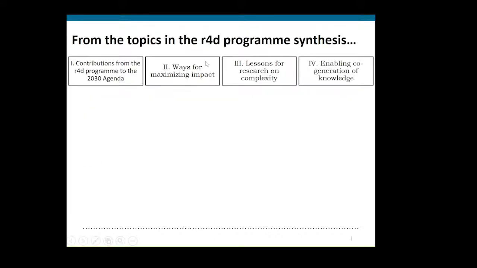Next, please. Great. Okay, in the synthesis of the R4D program, the steering committee agreed to have 4 main topics of synthesis. The first is the contribution of the whole program to the SDGs, to the Agenda 2030. The second is the ways of maximizing impact. So with these 2 first topics we want to understand what the program has done. And then topic number 3 and number 4 are related to how we are doing that. So what we have learned from doing research on complexity and how the partnerships in the program have supported this process. These are the 4 topics for the whole R4D program synthesis.